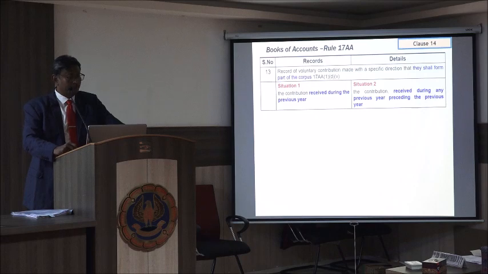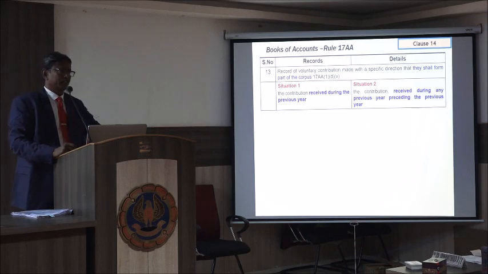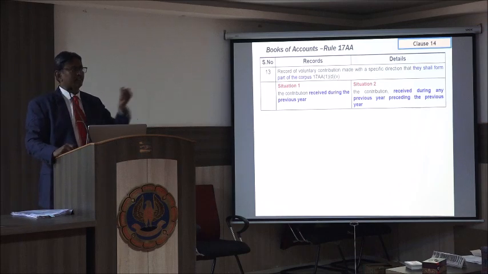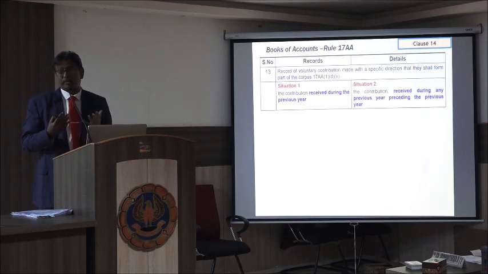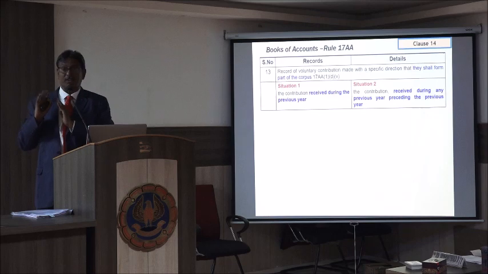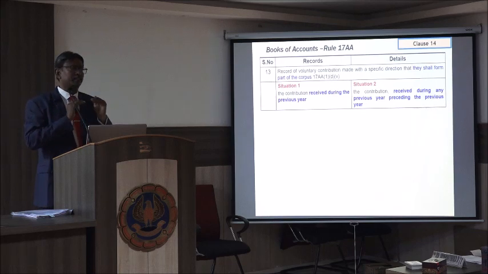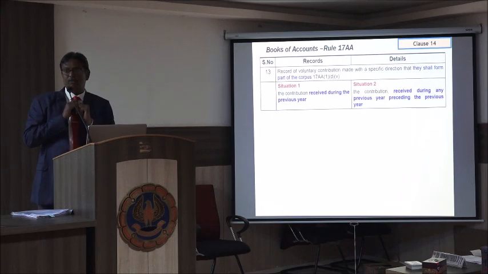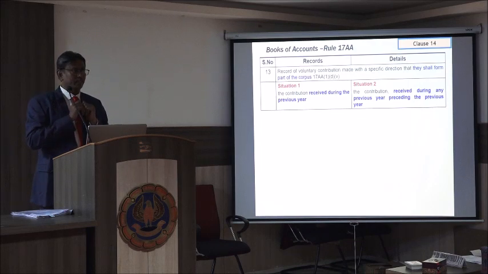Now, records of voluntary contributions made with a specific direction that they shall form part of corpus. See, what happens normally in some of the organizations, not all, when they are receiving the money, they may not know whether they will be able to spend it in the year or not. So what they will do after March, that means during the time of audit, say somewhere in August and September, they will find out, oh my God, my accumulation is more than 15%. How much am I eligible to accumulate?